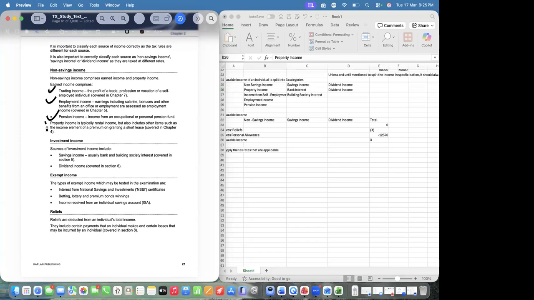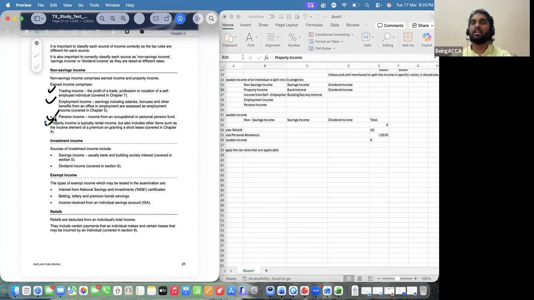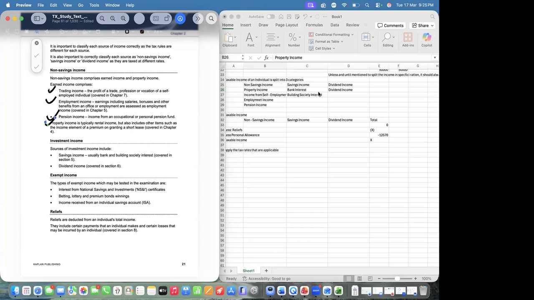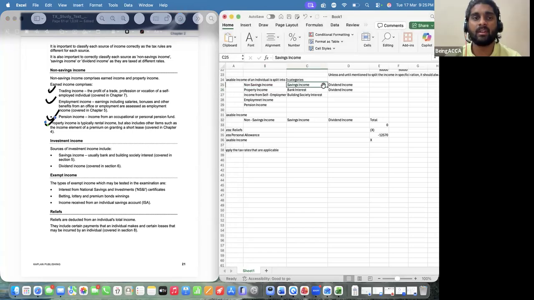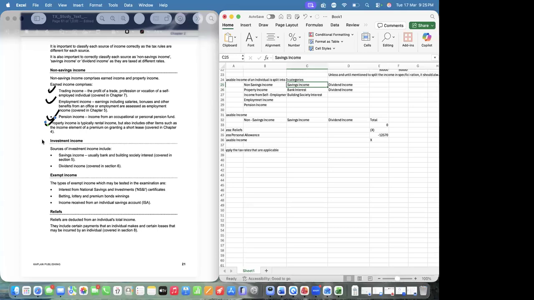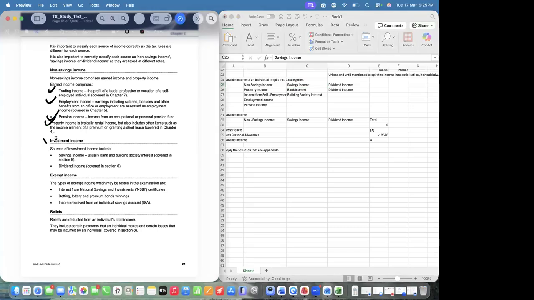What is property income? It is the return which we will get from the investments, the rentals. You purchase properties and from that you receive the rents and all of that. That is your property income. And the other two types, savings income and dividend income, are something that we have already discussed. So this is also done.